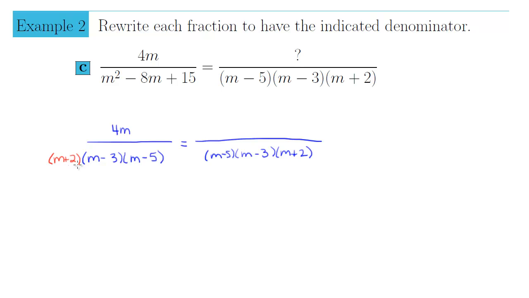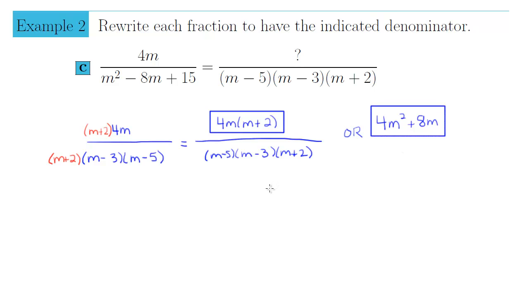And if we multiply it by the denominator of this rational expression, we also need to multiply it by the numerator. So we have to multiply it in on top. That tells us that our numerator needs to be 4 times m plus 2. If you'd like, you could multiply it out. So an equivalent numerator would be 4m squared plus 8m. Those are the same. The one on the left is factored out and the one on the right is not.